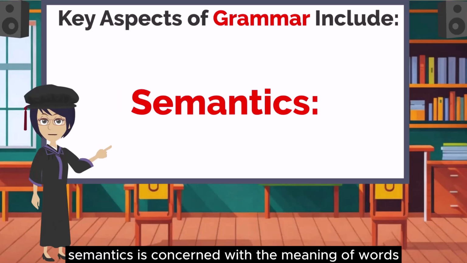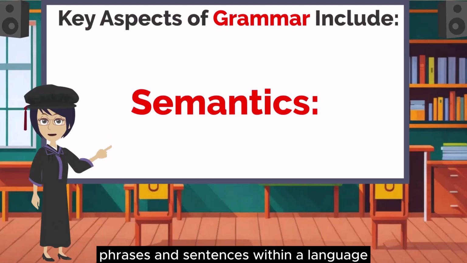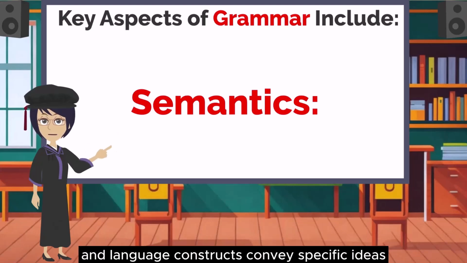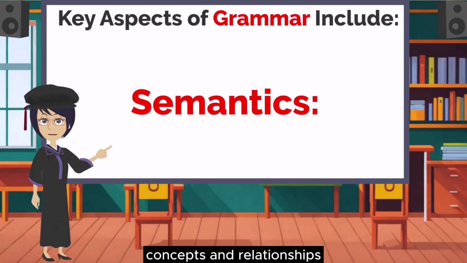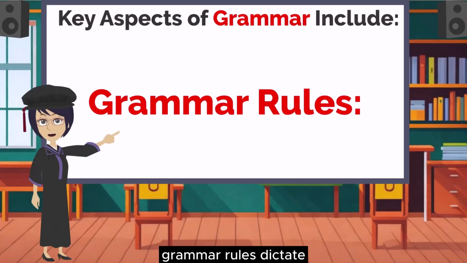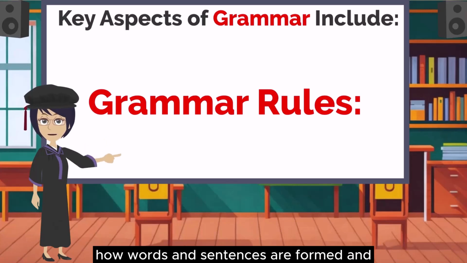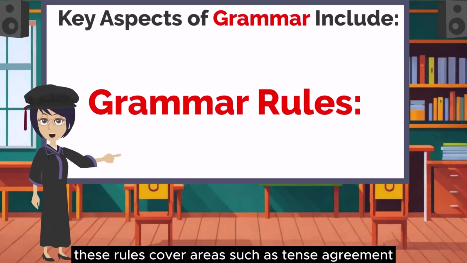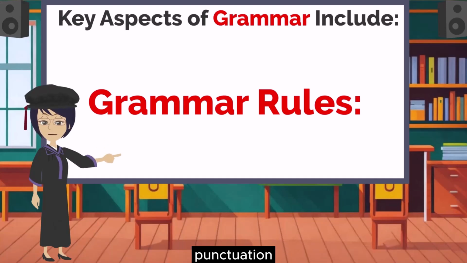Semantics. Semantics is concerned with the meaning of words, phrases, and sentences within a language. It involves understanding how words and language constructs convey specific ideas, concepts, and relationships. Grammar rules. Grammar rules dictate how words and sentences are formed and how they should be used to convey meaning accurately. These rules cover areas such as tense, agreement, punctuation, and word choice.